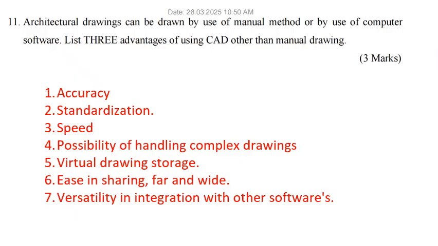One of them is accuracy. Computer is normally very accurate. Standardization, that if I'm using a certain CAD software, the result that I get will be the same that you get if you input the same figures. Speed, it actually can reduce the amount of time that is used, especially like when you're using ArchiCAD.